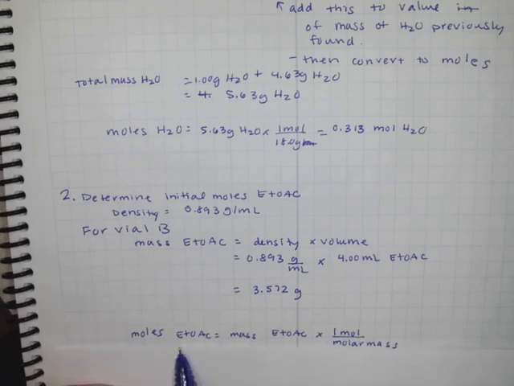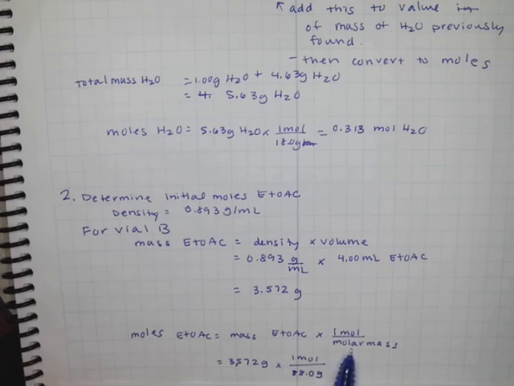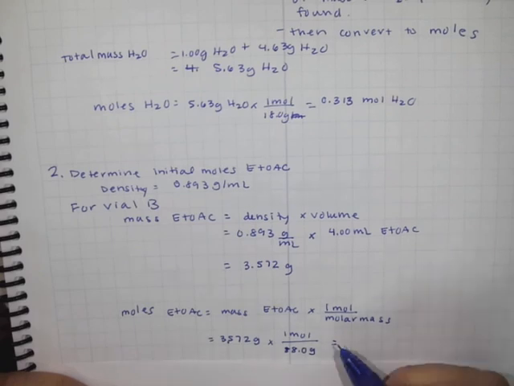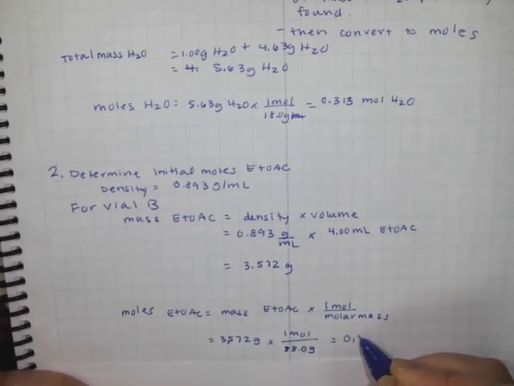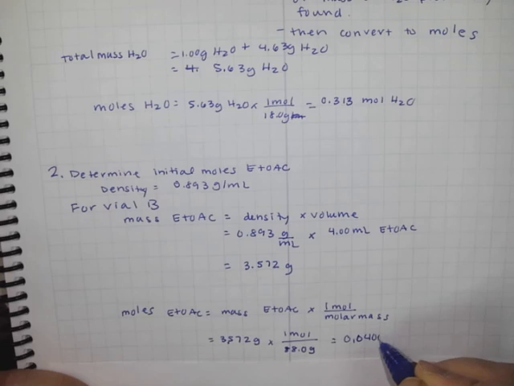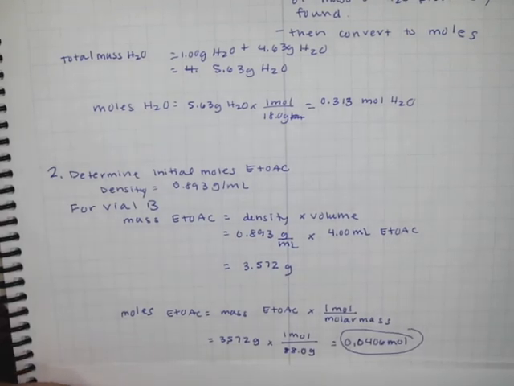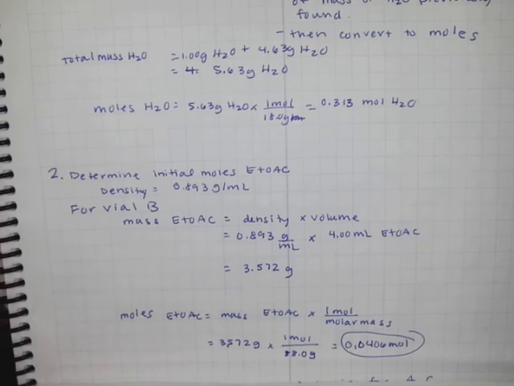And then you have to figure out the moles of ethyl acetate from that. So that's just the mass divided by the molar mass. 3.572 grams divided by 88. So you get 0.0406 moles. So again, this is how you find the initial moles of ethyl acetate.